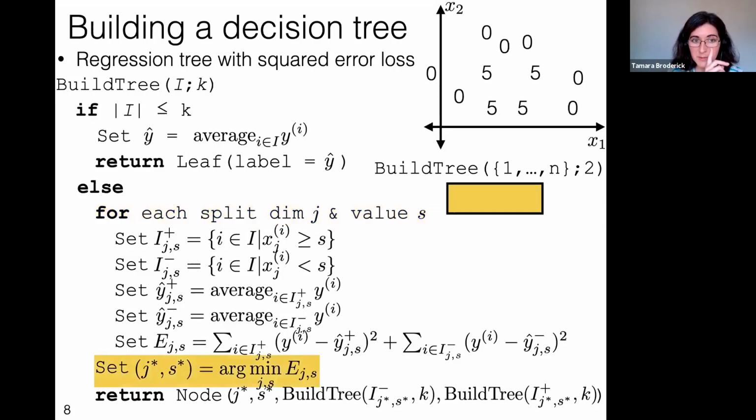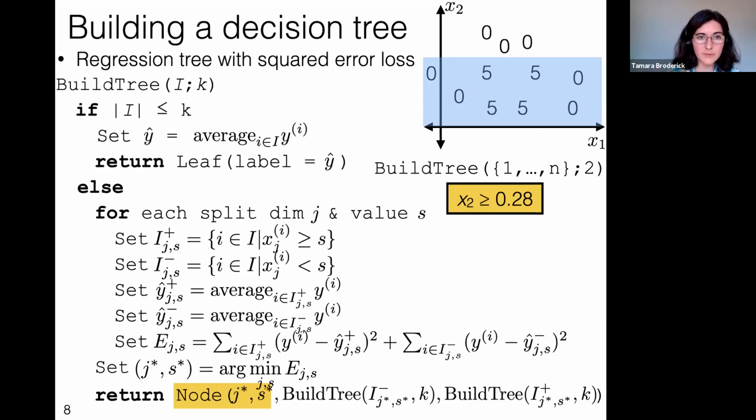Okay, so we do that. We find maybe the split value that is particularly good here, and we're going to start building our node. So what makes our node? Well, the first thing is, what was the split dimension and value that we found? Maybe it was this one. So here, maybe we found x2 greater than or equal to 0.28 is a good split.